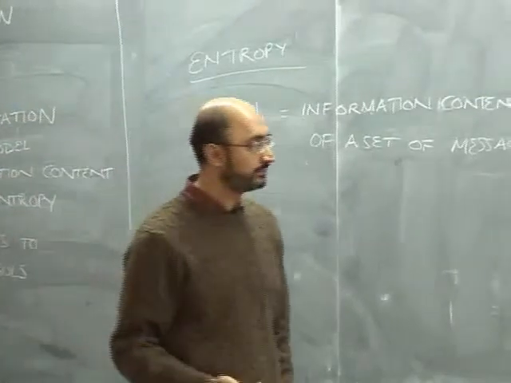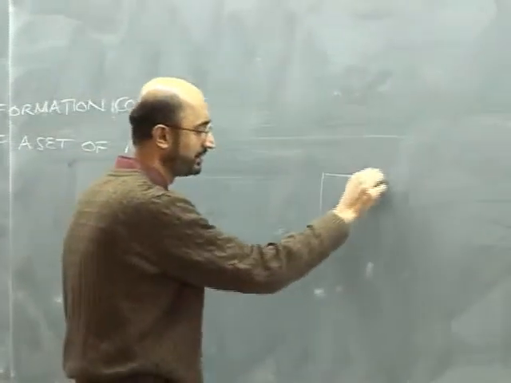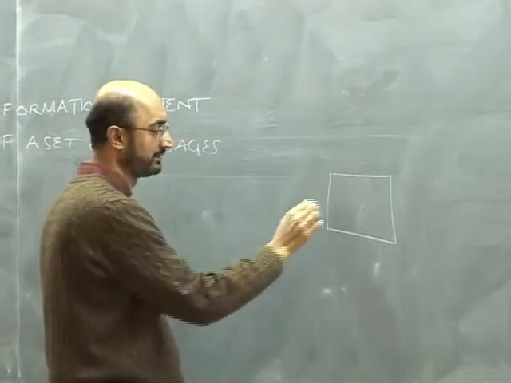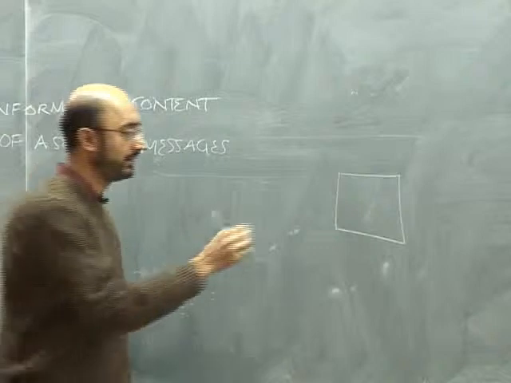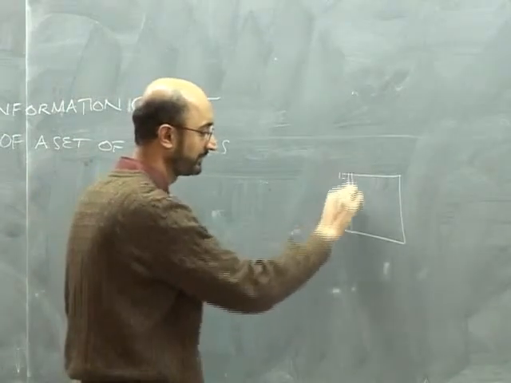To take a more practical example, let's say that I have a square like this, and in this square is an image that I want to send. And let's say that I have some stripes, black and white.